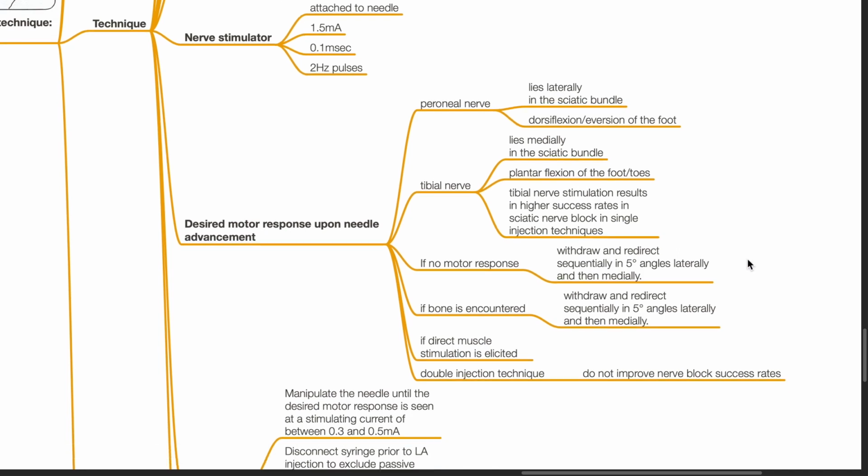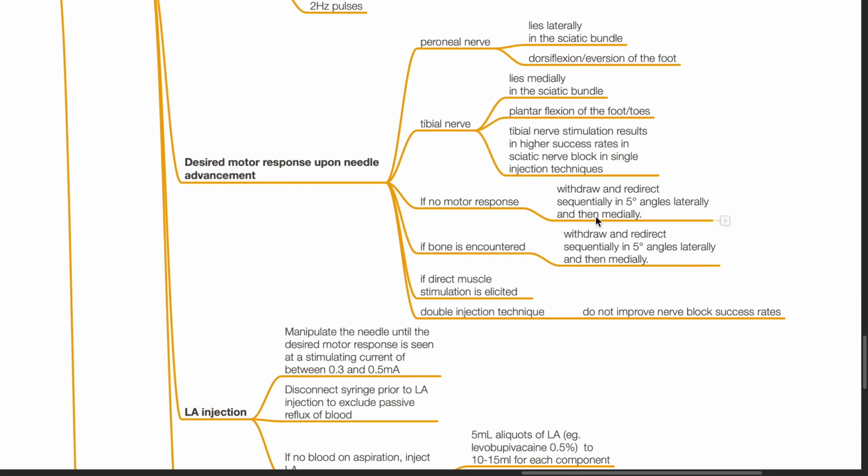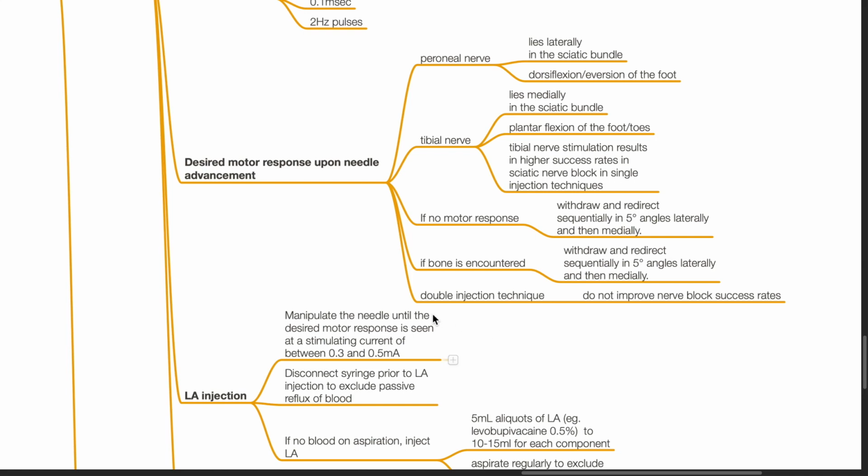If no motor response, withdraw and redirect sequentially in 5-degree angles laterally then medially. If bone is encountered, withdraw and redirect sequentially in 5-degree angles laterally and then medially. Double injection techniques do not improve nerve block success rates.